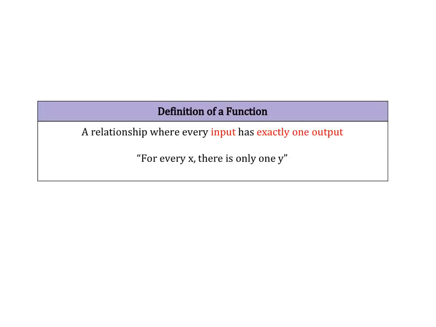The definition of a function is a relationship where every input has exactly one output. So another way of saying that is for every x, there is only one y. You probably learned the vertical line test for testing if something is a function. Essentially, if you draw a vertical line at any point on your graph, it should only cross at one point. So that means for every x value, there's only one y value.